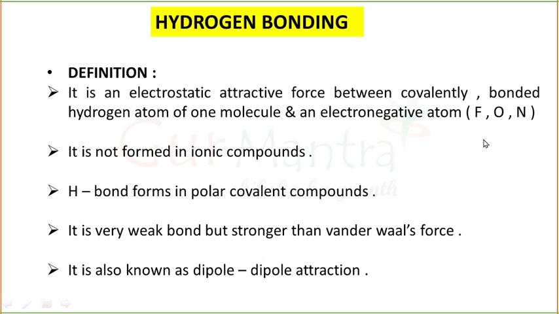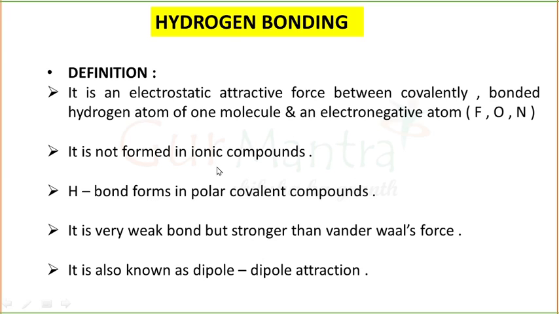Nitrogen, oxygen, fluorine, the hydrogen bond donor and another electronegative atom bearing a lone pair of electron, the hydrogen bond acceptor. Such an interaction between hydrogen and electronegative atom is generally denoted by a dotted line. That dotted or dashed line indicates the hydrogen bond.